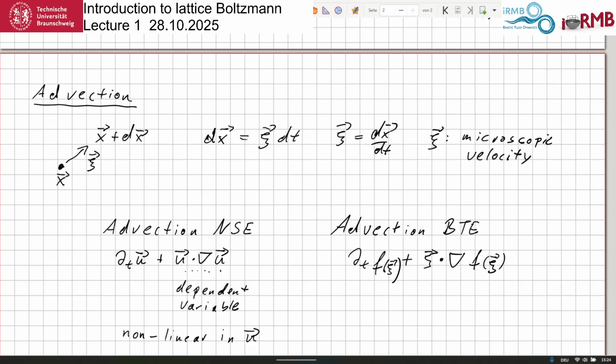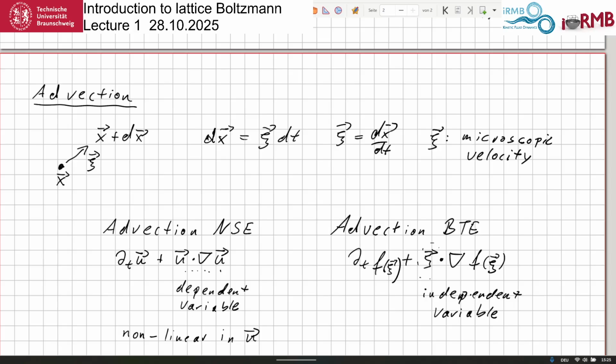Having velocity as an independent variable means that all possible velocities exist, right? And then we have to find the particle in this huge space. We have to find where this particle is, right? So this xi, I write it down, is the independent variable.